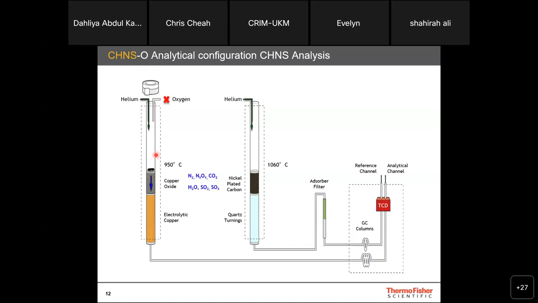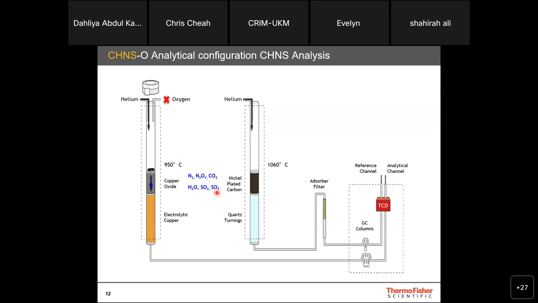So what happens after combustion? You will form all these gases. You will form nitrogen, which is something that you want. You will form NxOy, so it can be nitrous oxide, N2O, or NO2. It doesn't matter, we will get it reduced later. Then we have carbon dioxide, which is what we want. Water, I mentioned moisture, is forming from hydrogen. SO2 is from sulfur. SO3 is something that we don't want.